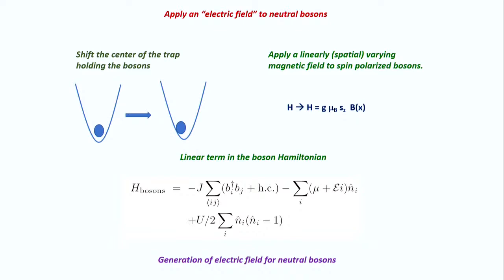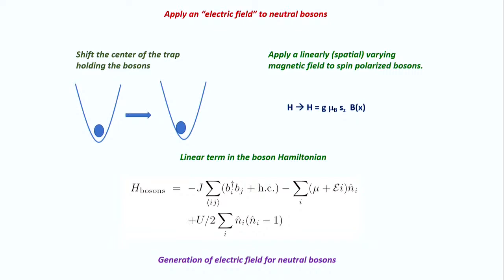Because if you think about it, a static electric field just gives you a linear potential term, right? So this is how one generates an electric field. Another way, which is experimentally more popular these days, to generate this tilt is to put in a magnetic field, but now a spatially varying linear magnetic field. And if you have a spin polarized boson, then the Zeeman term essentially gives rise to a linear term like this. And this also acts as an effective electric field for these bosons.